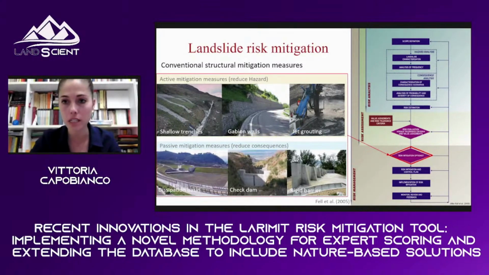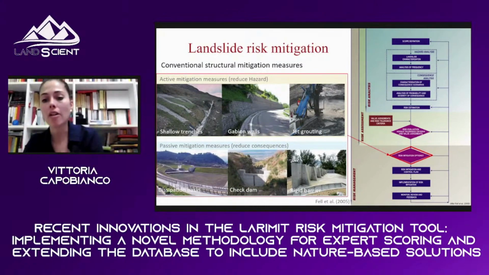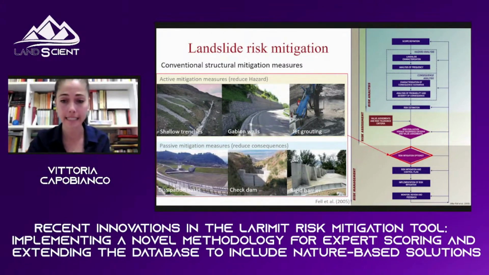once we assess the level of risk, we do some judgments and we may assess whether this risk is tolerable or not. And if this risk is not tolerable, we need to reduce it. So we either act with non-physical mitigation measures, for example, by using early warning systems, or we may have a decision on risk mitigation options. So the idea of LaRiMiT goes hand in hand with the need to select the most appropriate risk mitigation option for a specific landslide case.